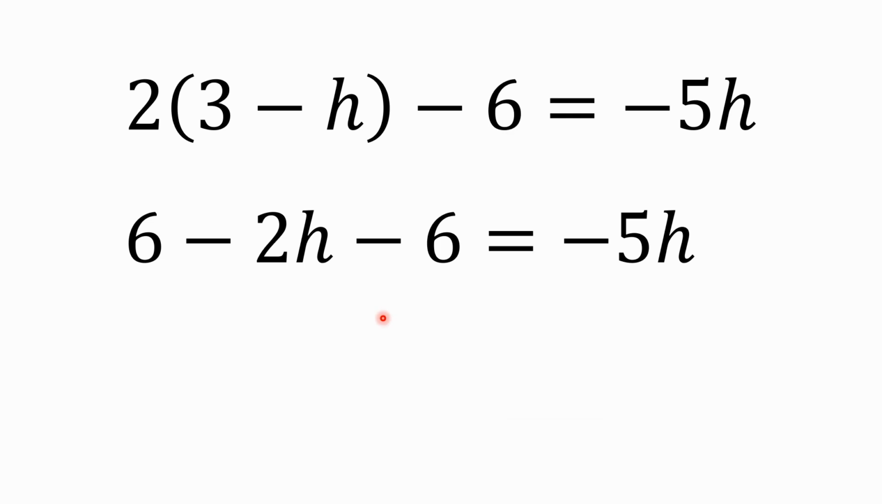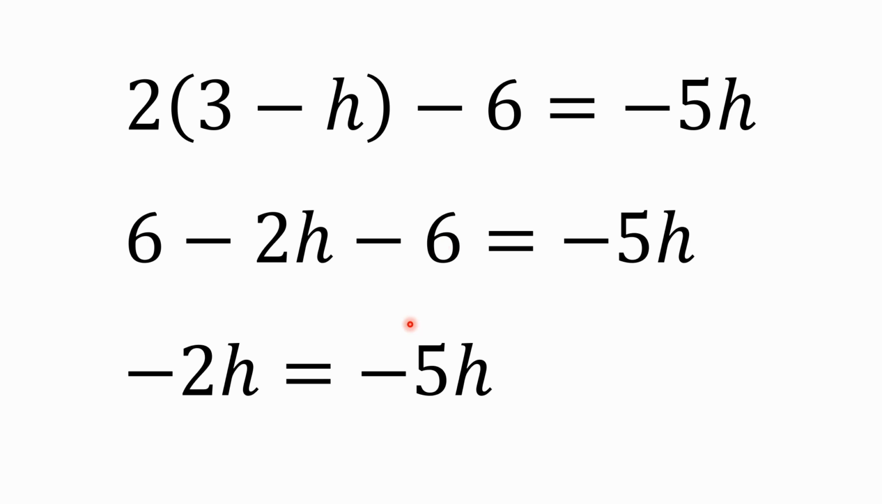Now, hopefully it's starting to sink in where we're going with this, because you can see right off the bat we have a 6 and a negative 6. Well, 6 minus 6 is going to cancel out, right? So this 6 cancels out with this 6. 6 minus 6 is 0, leaving us just the negative 2h on the left side. But now we have negative 5h on the right side.